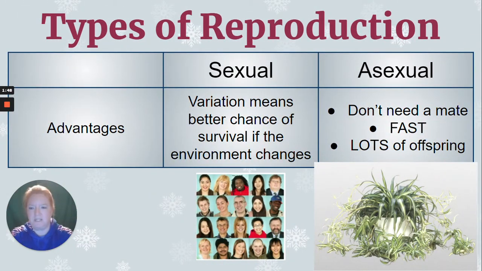What are some advantages? So sexual reproduction introduces variation. Okay, so that means there's a better chance of survival if the environment changes. Because there's diversity, there's variation, right? In asexual reproduction, though, what are its advantages? The advantages are you don't need a mate, so it's a faster process, and it also produces lots of offspring, okay?